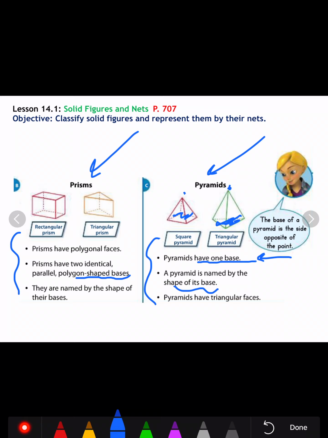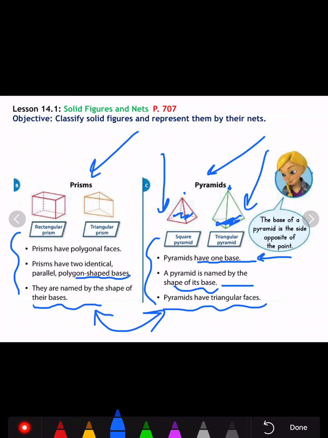A pyramid is named by the shape of its base. So if the base is a square, we call it a square pyramid. If the base is a triangle, we call it a triangular pyramid. Prisms are also named by the shape of their bases. Here is a very important property of pyramids: pyramids have triangular faces. On the other hand, as I said, prisms have polygonal faces. But for pyramids, all the faces, except the base, are triangles.